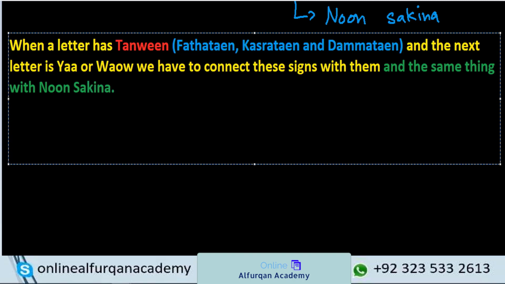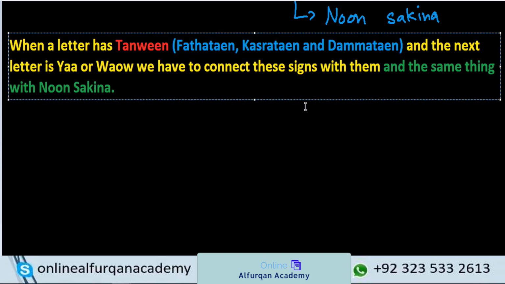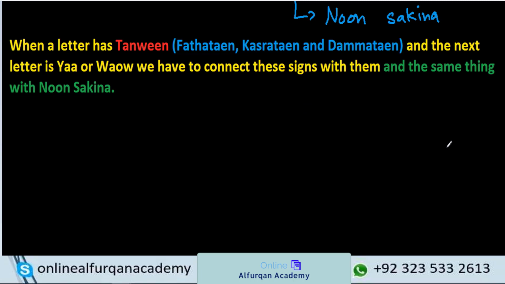If there is a Noon Sakinah and the next letter Ya or Waw is coming, that time also we have to merge the sound of Noon with Ya and Waw. So let's take a few examples and you will get this rule very easily. For example, we have letter Ra with Fathatain, that is run. If the next letter is Ya, we have to connect this Fathatain, I mean run sound, with Ya. It becomes Rai, and we have to stretch this sound for 2 seconds.